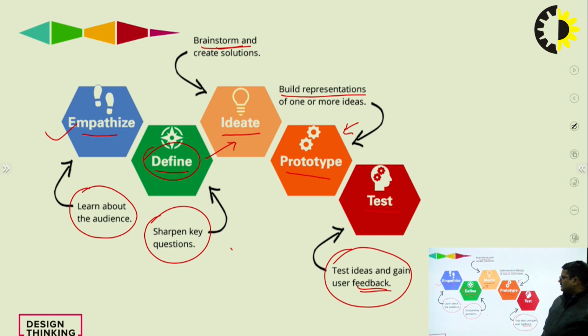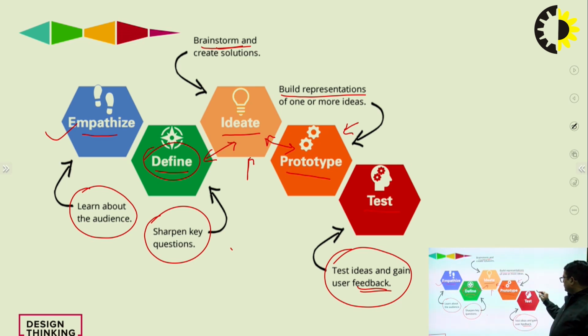Yes, it is true that we can move backward or forward in between this diagram anytime. Say we are ideating something and we think that our idea is not going to work properly. During the brainstorming, there may be a lot of questions regarding that idea. We can go back to the define phase and try to define the problem again. Or we are developing a prototype and we think that this prototype is not working as we were thinking earlier. Then we can go back to the ideating phase and rework the idea.